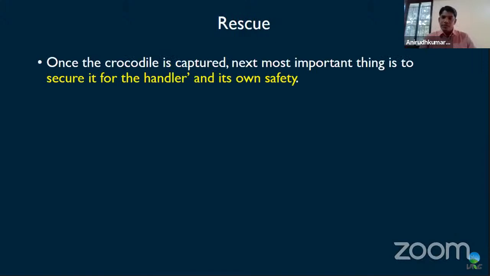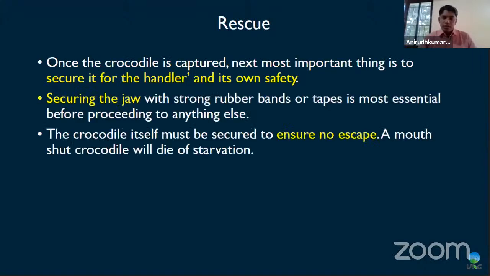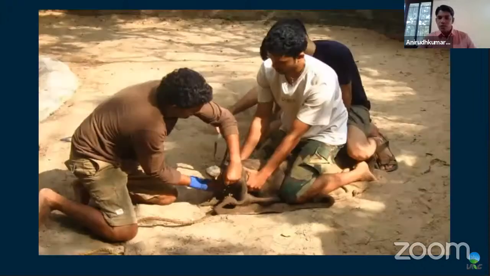Once the crocodile is captured, it has to be rescued. Rescued in terms of, once the crocodile is captured in your trap or in your rope, the first thing is to hold up the jaw. It is for the safety of the crocodile. It is for the safety of the people also, so that people don't get injured.